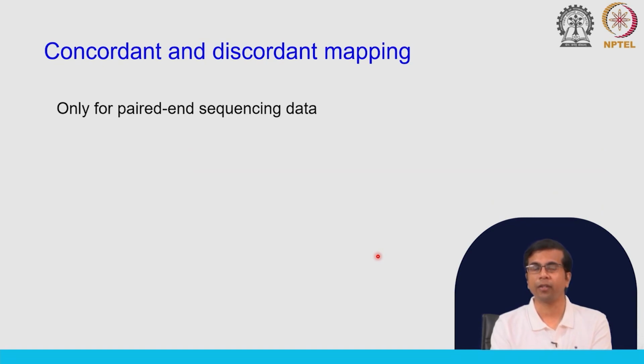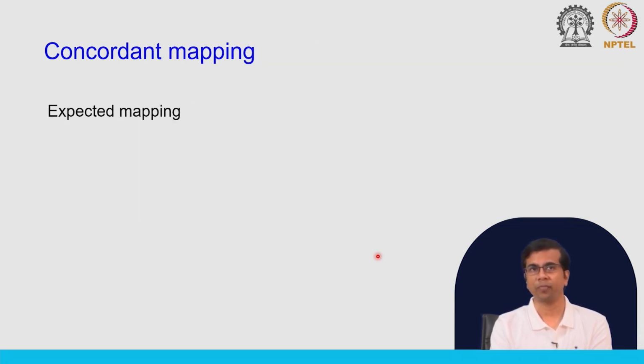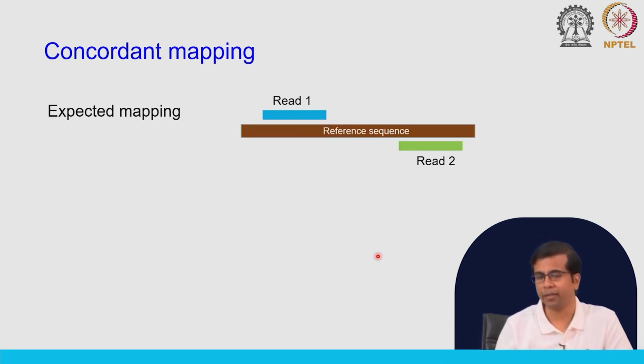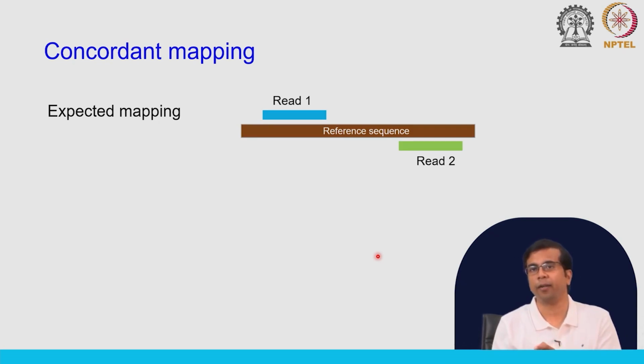As you have seen, concordant and discordant mapping are terms that refer only to paired end sequencing data. What is concordant mapping? You expect these mappings. If you have read 1 and read 2, we expect them at a location within a certain distance, let us say a fragment length of 500 or 1000. Within that you will expect this read 1 read 2 mapping.